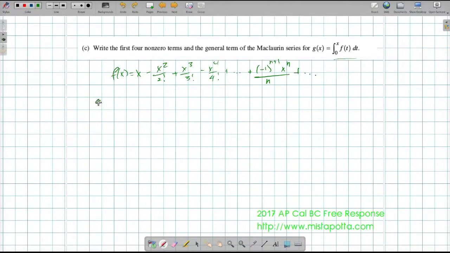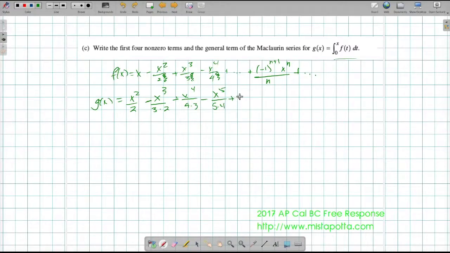So if I want to find g of x, I'm going to have to integrate each of these terms piecewise. So integrating this term gives me x squared over 2. This is going to give us x cubed over 3 times 2. Ooh, horrible. It was just 2. It was just 3. It was just 4. Plus x to the fourth over 4 times 3 minus x to the fifth over 5 times 4.